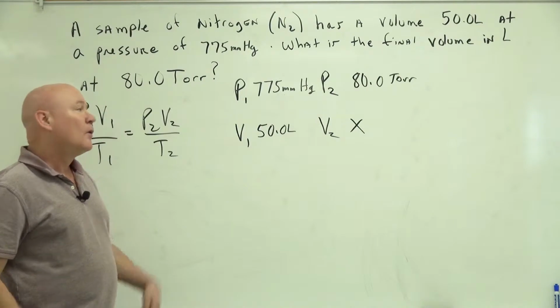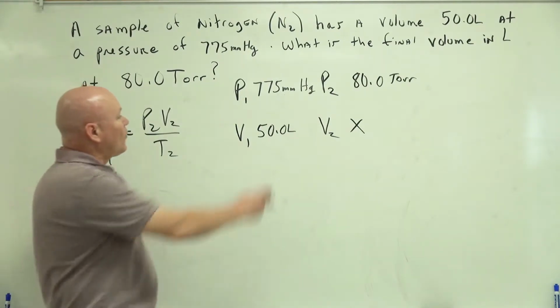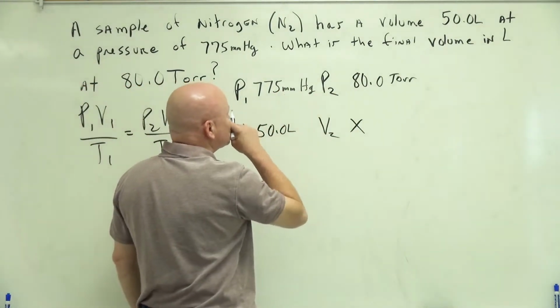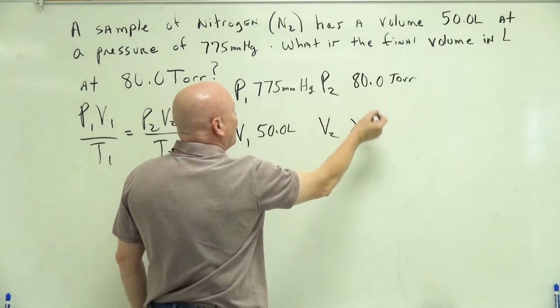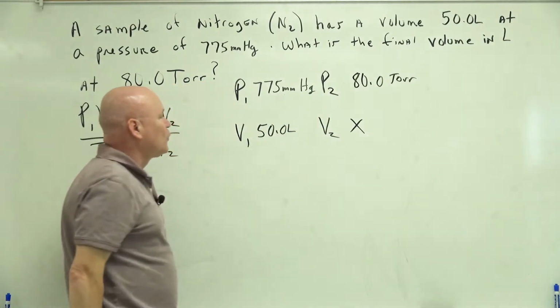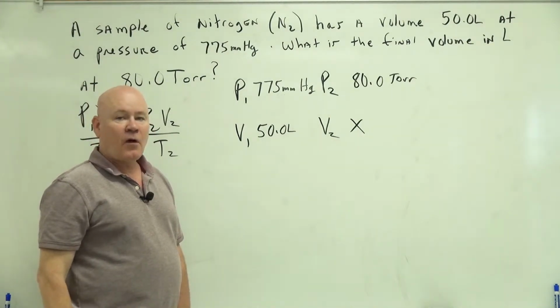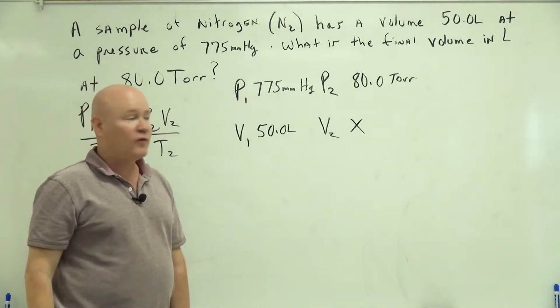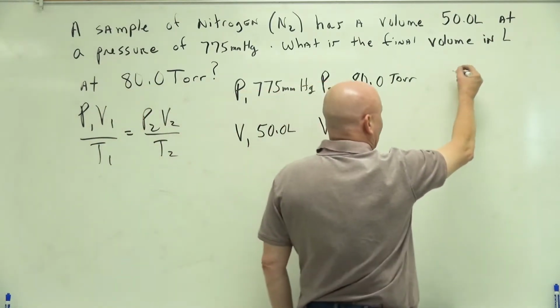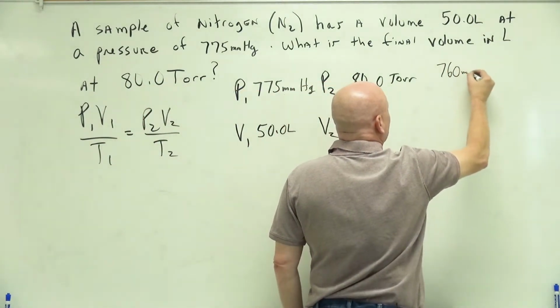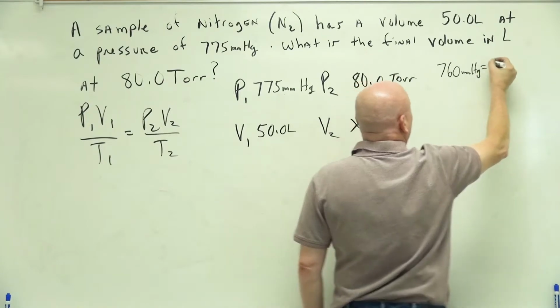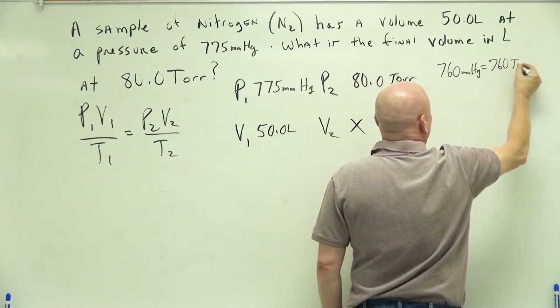We were given the pressures, so it doesn't matter which one you pick. You can either change the millimeters mercury to torr or the torr to millimeters mercury. Now, if you recall, torr and millimeters mercury are the same number. 760 millimeters mercury is equal to 760 torr.